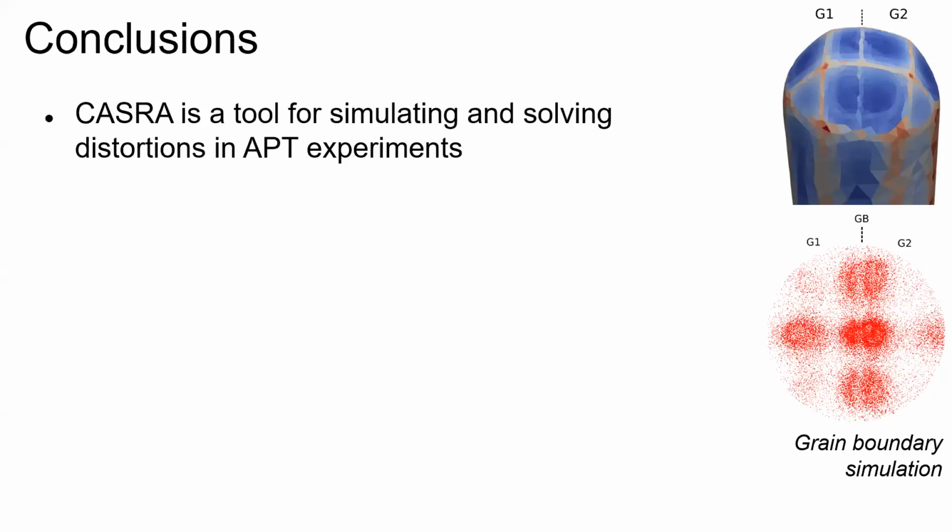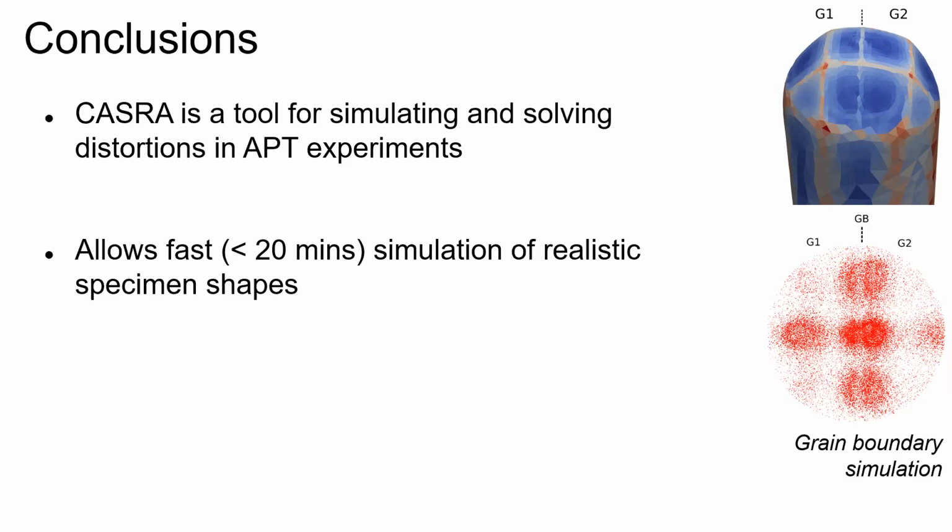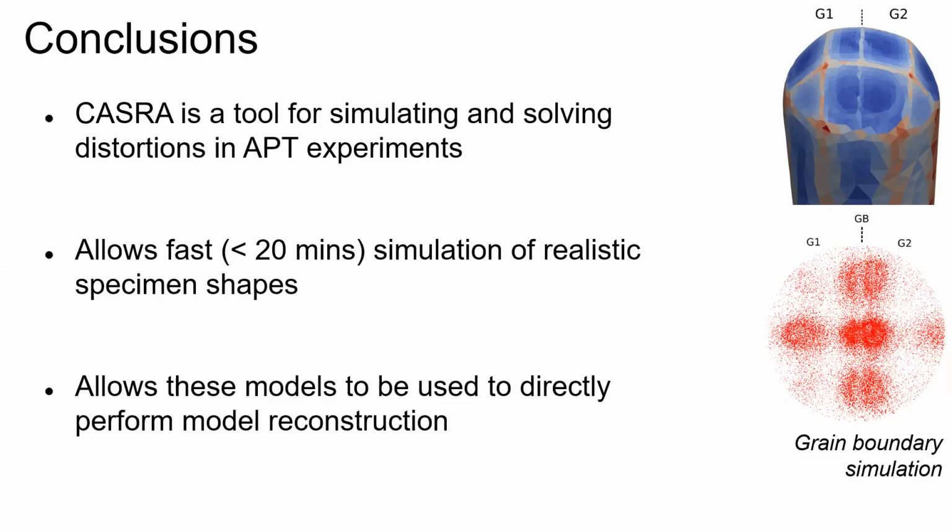So in summary, CASRA is a tool for simulating and solving distortions in atom probe experiments. It allows for fast simulation of realistic specimen shapes. And another benefit of these simulations being sufficiently quick is that you can use these models to directly drive the reconstruction process.